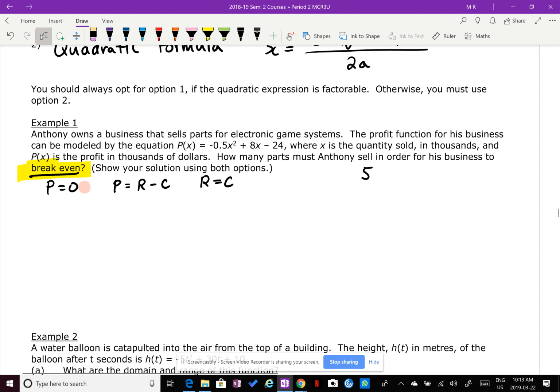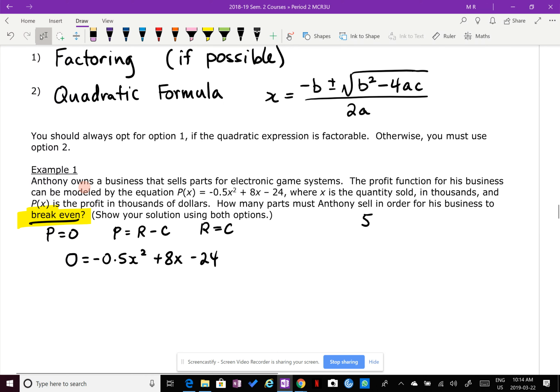Okay, so let's look at that. Profit is equal to 0. The equation is negative 0.5x squared plus 8x minus 24, and now I'm solving for x. So what value of x gives me a profit of 0? So your strategies again are factoring or quadratic formula. So you try and factor first.